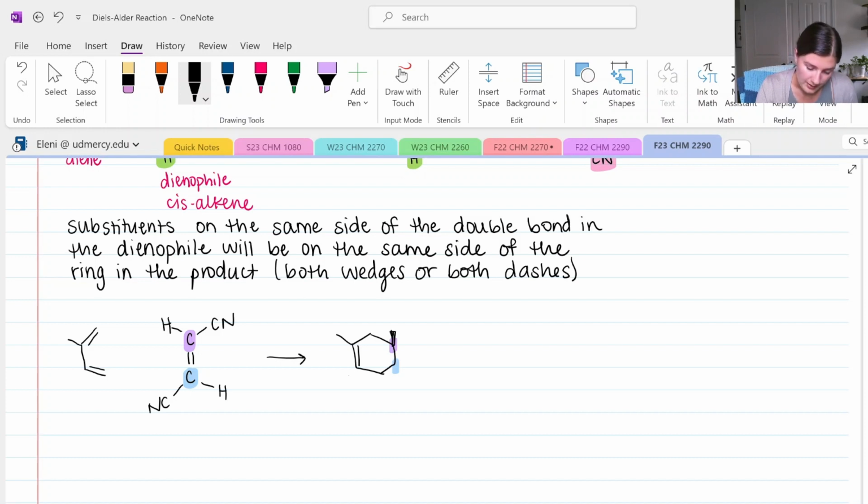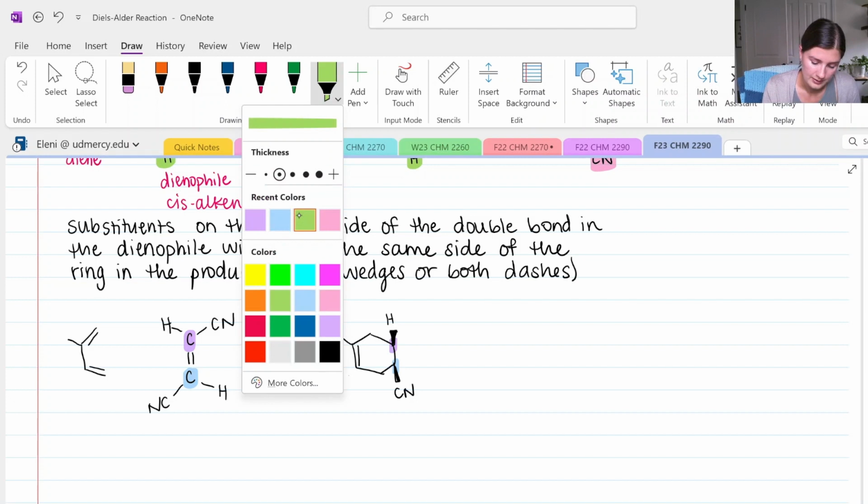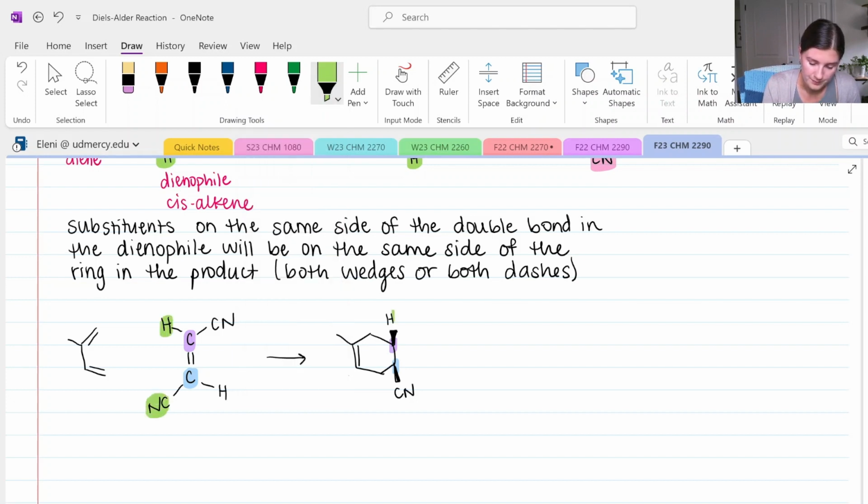If we put the hydrogen for the carbon on the top on a wedge bond, then for the carbon on the bottom, the nitrile group also has to be on a wedge bond because those two are on the same side of the double bond. And then the dash for the top carbon is the nitrile group. The dash for our bottom carbon is the hydrogen. Because these two, again, are on the same side of the double bond.